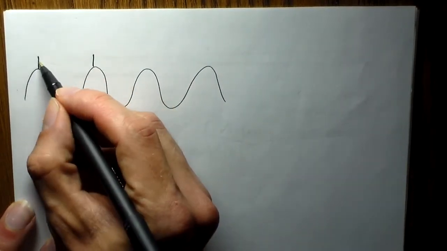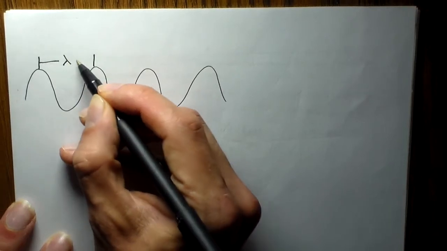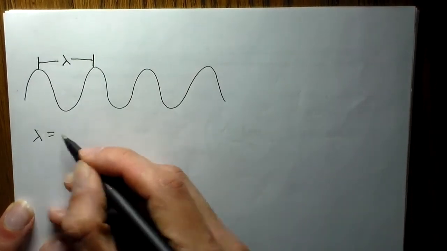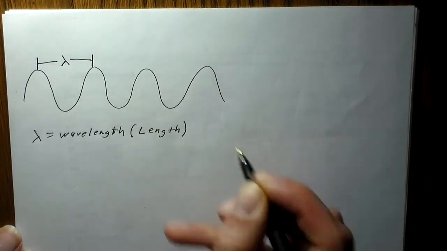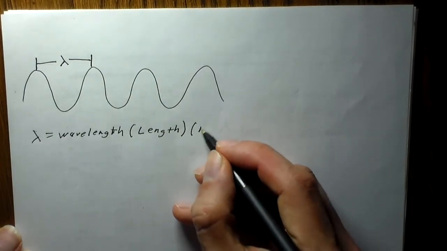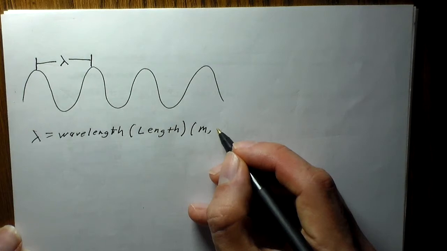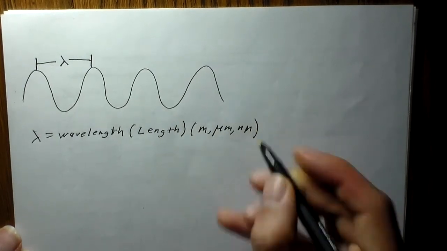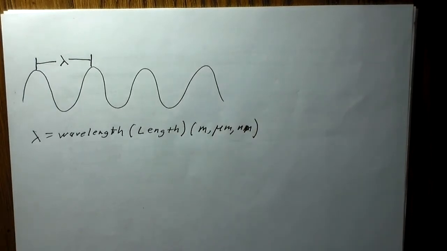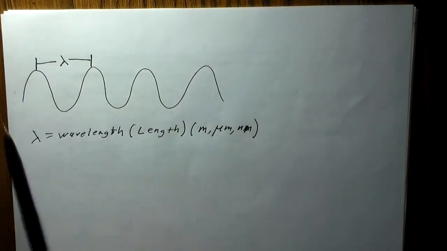Okay. So there's the wavelength here, which is represented by the Greek letter lambda. This is wavelength, and it has units of length, unsurprisingly. So in other words, you're usually going to see this in terms of meters, or micrometers, or nanometers. Those are going to be the general units that you usually see for wavelengths here.